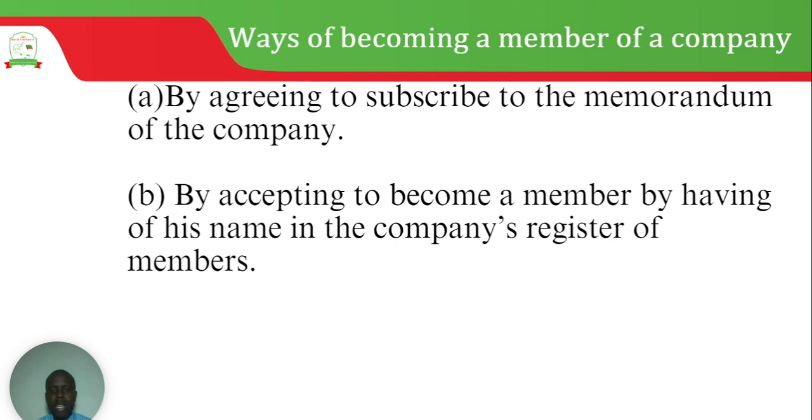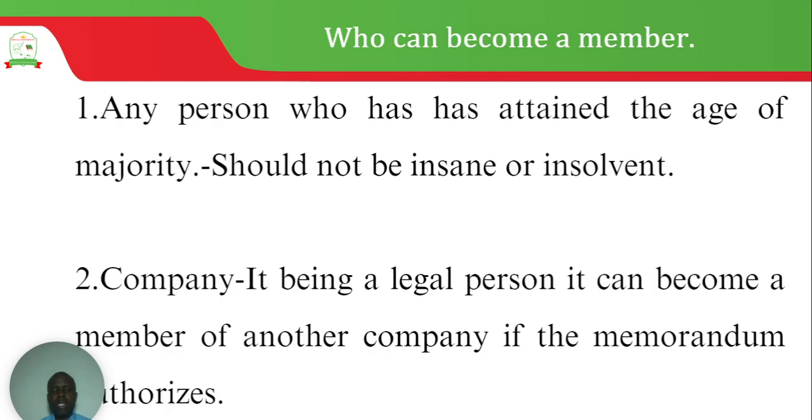Now, we ask ourselves a very, very important question. Who can become a member? Number one, we can talk about any person who has attained the age of majority. Basically, when we talk about the age of majority, we are talking about maybe 18 years and above. And we're also emphasizing, even if you have attained the age of majority, that you should not be insane or insolvent. So this is simply to say, for you to become a member, once you attain the age of majority, you should also be sane, and you should also not be bankrupt. That is a very important point to emphasize.